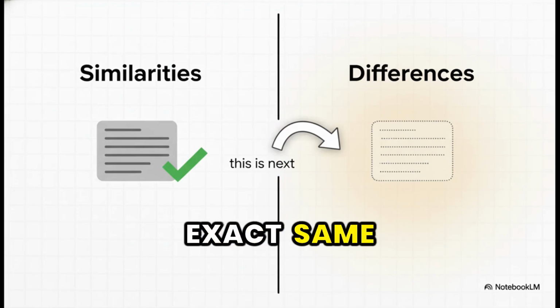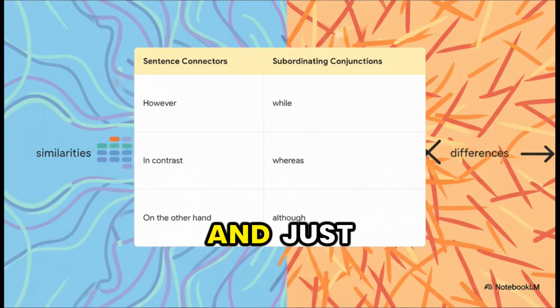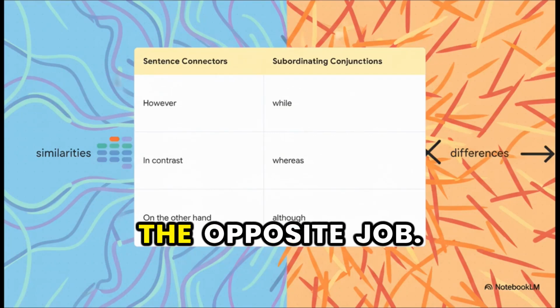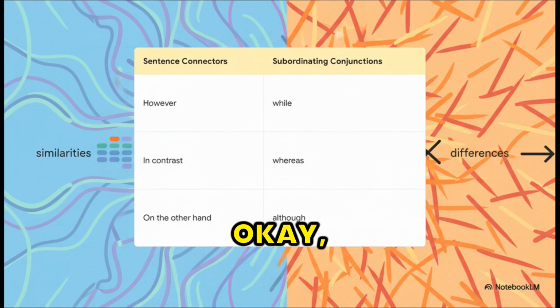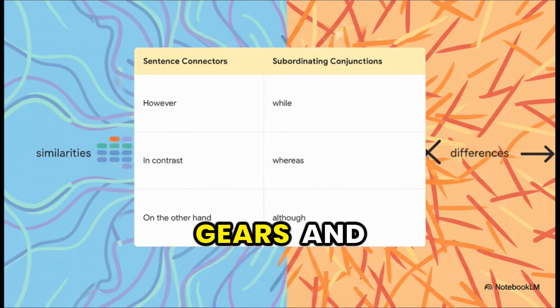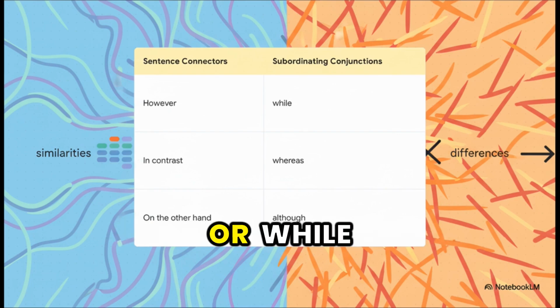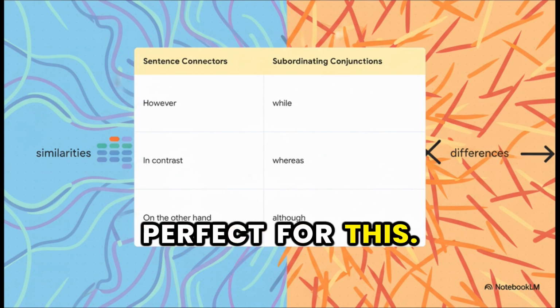Now let's do the exact same thing for the differences. And just like before, we have another set of awesome signpost words. But these ones do the opposite job. They tell your reader, okay, get ready, we're shifting gears and talking about differences now. Words like however, in contrast, or while are absolutely perfect for this.